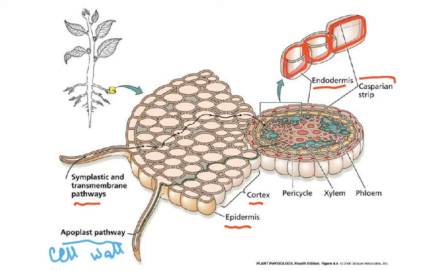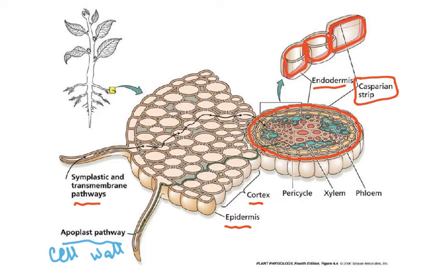And this makes up the Casparian strip. So it goes all around the root. You can see it's going all around it. The endodermis is surrounding it. The Casparian strip is all around in all the cells of the endodermis.